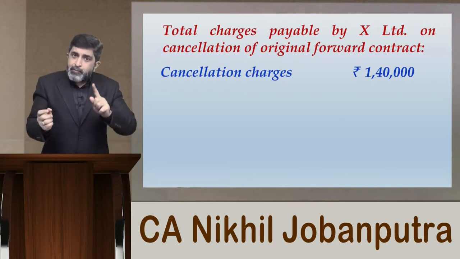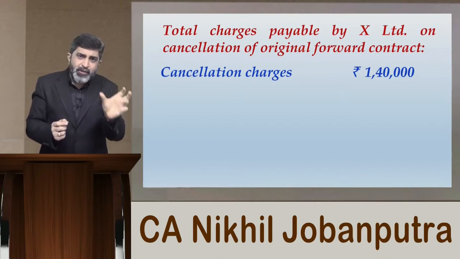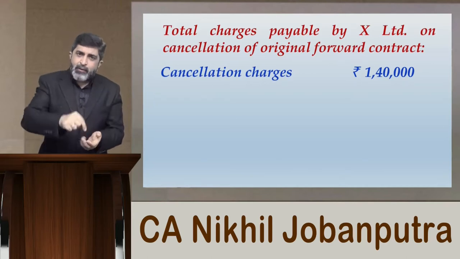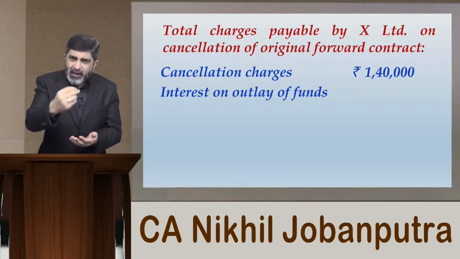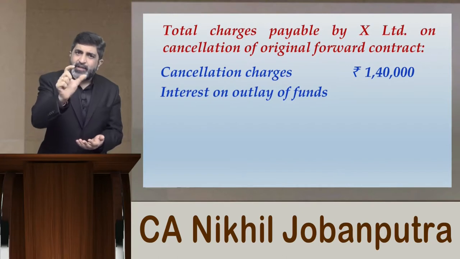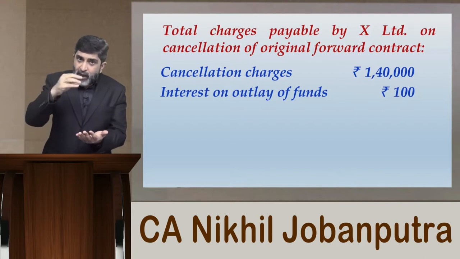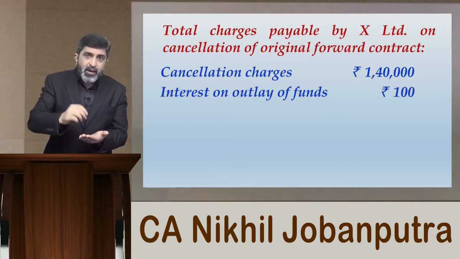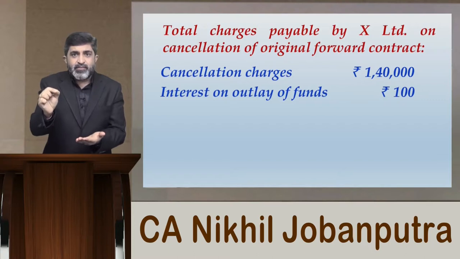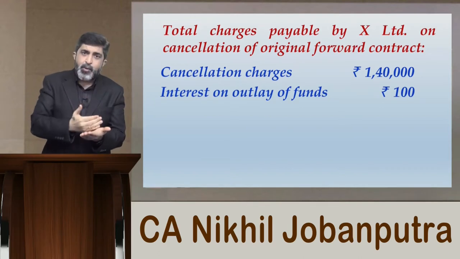Because of this delay, bank had to pay from its pocket rupees 1 lakh. Bank got blockage of that 1 lakh for 2 days. Bank will charge interest on that. So bank will charge interest at whatever rate prevailing. Let me assume in this example that the interest calculation on that 1 lakh rupee of outlay of funds for 2 days is just rupees 100. So bank will recover first of all 1,40,000 as cancellation charges. It will also recover interest on outlay of funds that was for 2 days delay as suppose rupees 100. So 1,40,000 is one component, then 100 rupee is another component.